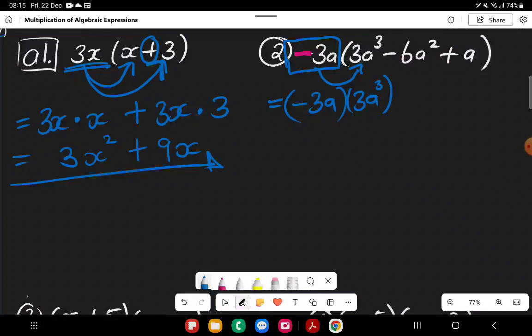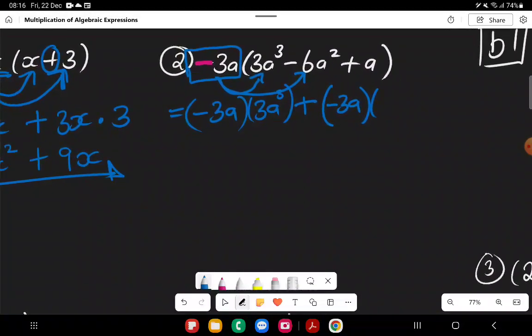That's my first term. Now I'm going to do the second one. I'm going to add, and I'm going to put it in brackets: negative 3a, and my second bracket is going to be 6a squared. My third one is going to be plus, hold on, careful. Okay, that's added. Negative 3a times positive a.